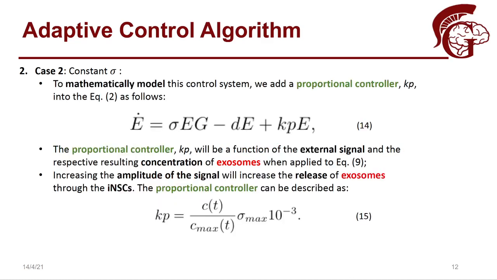So in order to mathematically model this system, we add the proportional controller, Kp, into equation 2 as another term in the equation, as we can see in equation 14. So the Kp will be a function of the external input, which means that increasing the amplitude of the signal will also increase the release of exosomes through the induced neurostem cells, which consequently increases the concentration of exosomes. So we can describe the proportional controller as a ratio between the current concentration and the maximum concentration of exosomes times the maximum value for sigma as biologically defined.